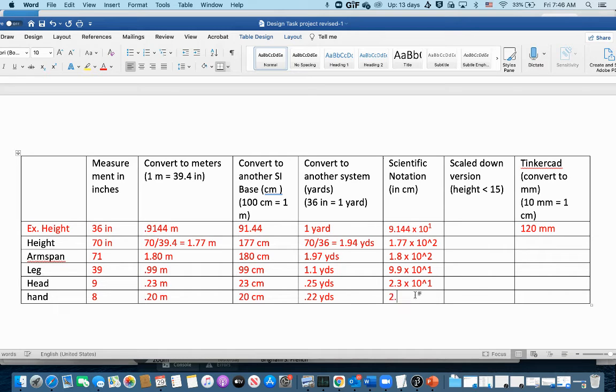And I'm going to do the same thing for this one, 2.0 times 10 to the first as well. All right, so that gives me these values right here. These are all in scientific notation. Those look good. So that's the scaled down version.